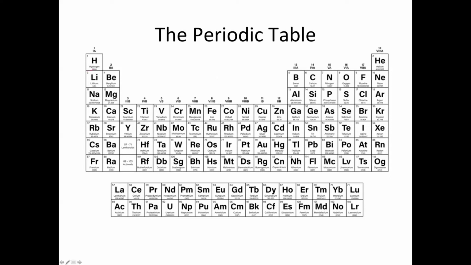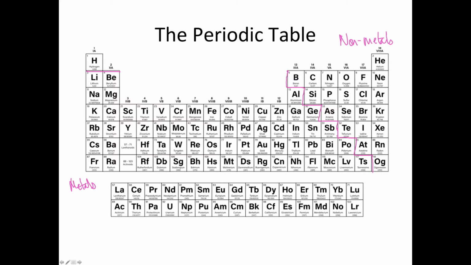The staircase starts underneath hydrogen, above lithium and beryllium, and then it steps down from boron all the way down to the bottom of the periodic table. And this line separates the metal and non-metal elements. So on this side, above the staircase and to the right, we've got the non-metals, and then below the staircase on the left, we've got the metals.